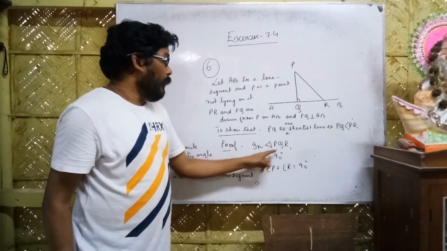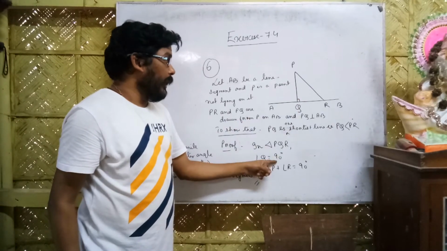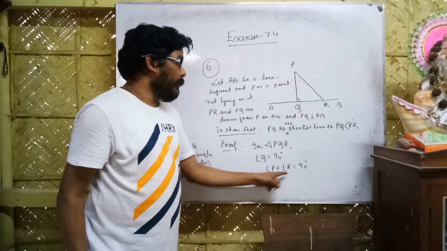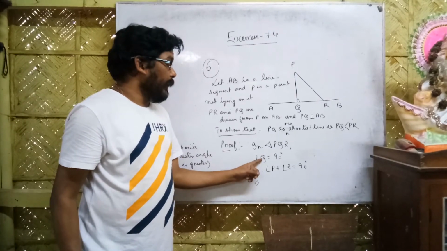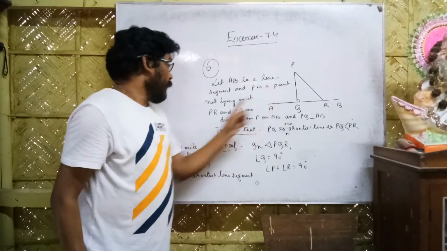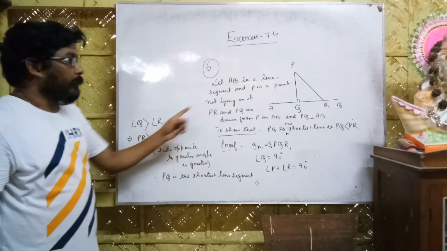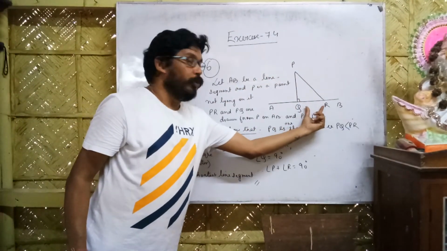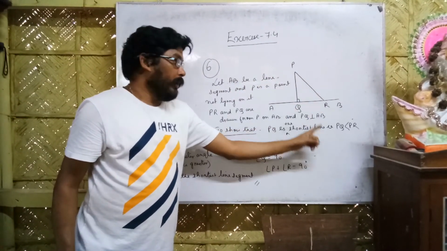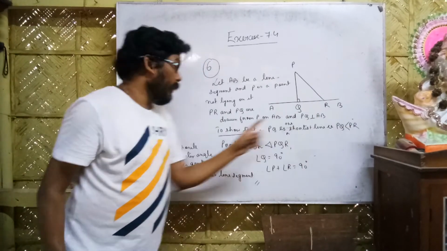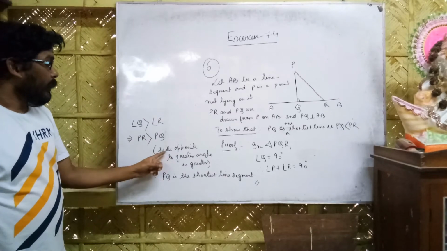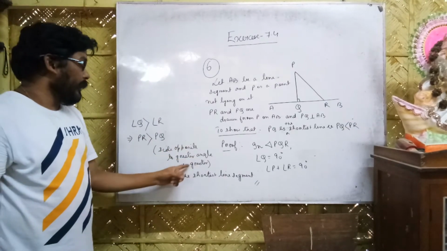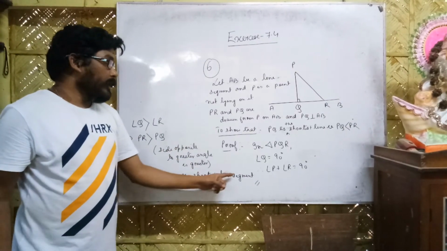In triangle PQR, angle Q is how much? 90. So the other two sum also will become 90. So angle Q is greater than angle P and angle Q is greater than angle R. Here we have taken only angle Q greater than angle R because P opposite side is QR, and we don't want QR. We want only PQ and PR. So angle Q opposite side is PR and angle R opposite side is PQ. Reason is side opposite to greater angle is greater. Therefore PQ is the shortest line segment.